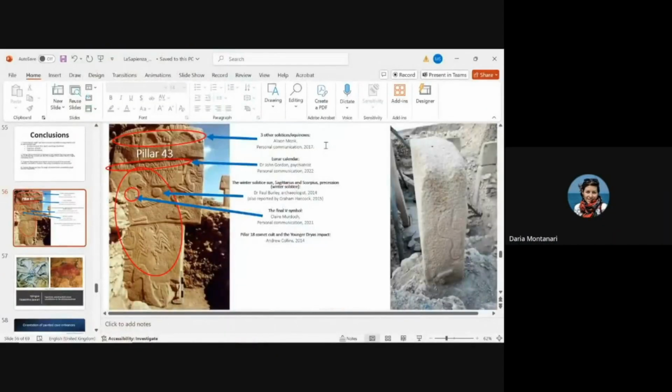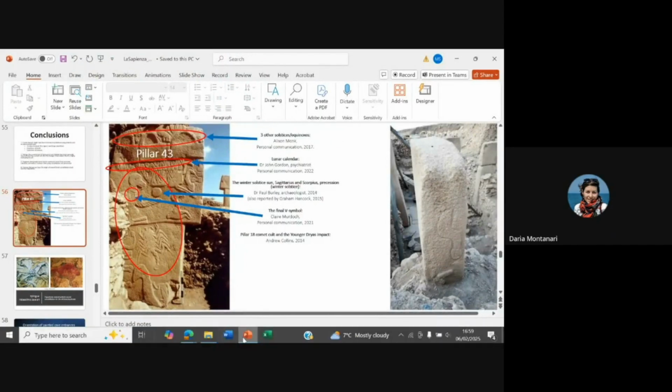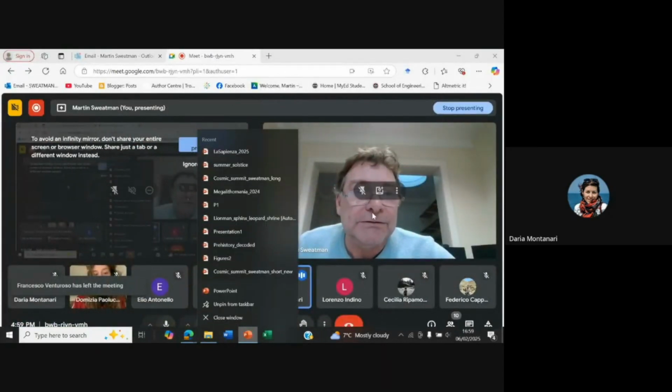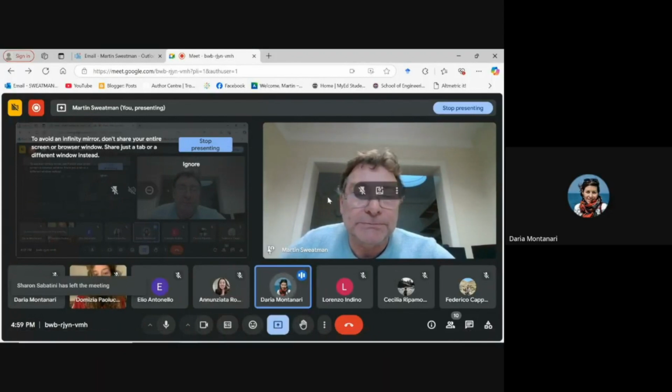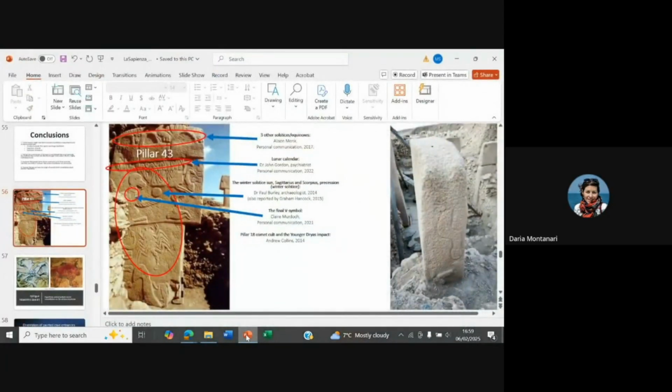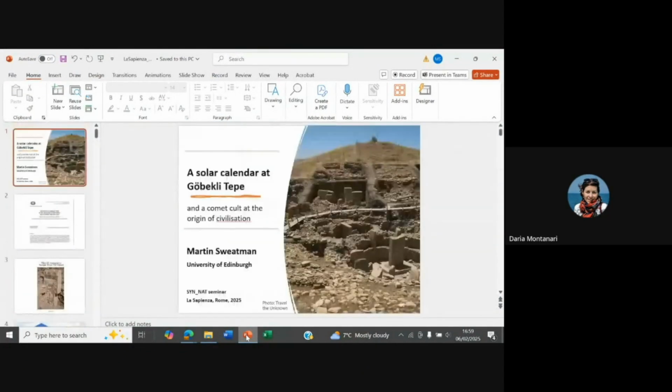So thank you to Professor Martin Sweatman for his overview about the calendar and astronomical representation starting from Gobekli Tepe. If I may, I want to thank you because you highlighted how important the observation of sky and stars was for ancient communities, for the society when they started to practice agriculture, and the really rooted link between the observation, the seasonal cycles, and the beginning of agriculture.